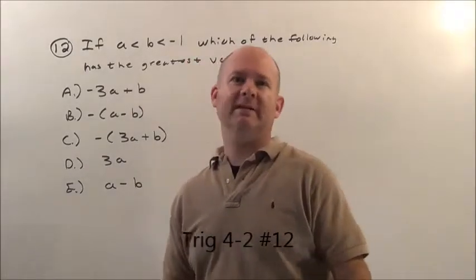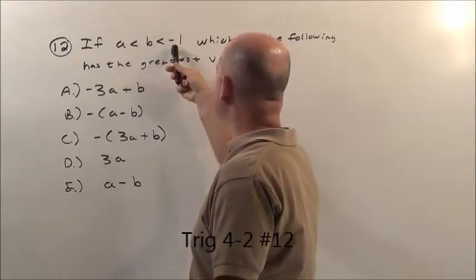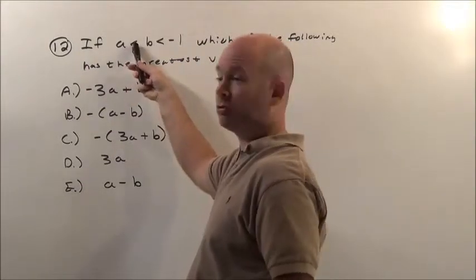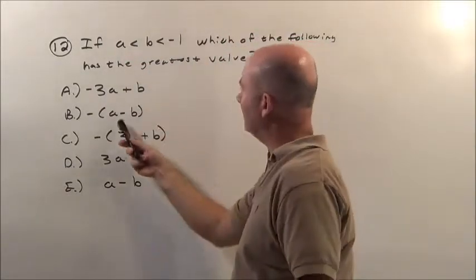Here's problem 12. It's an SAT question. It says if A is less than B, which is less than -1, in other words, they're both negative, with A being far extreme negative, and B is in the middle, which of the following has the greatest value? So we need to go through this.